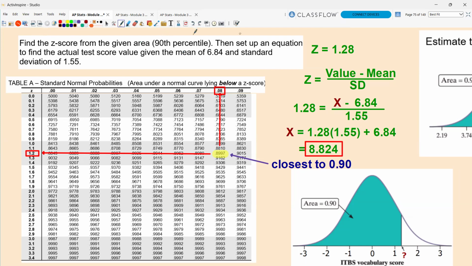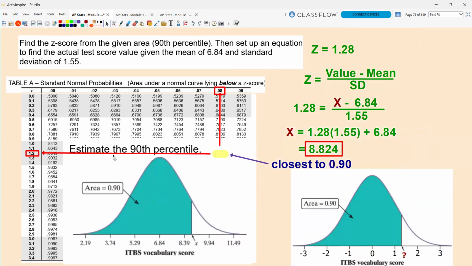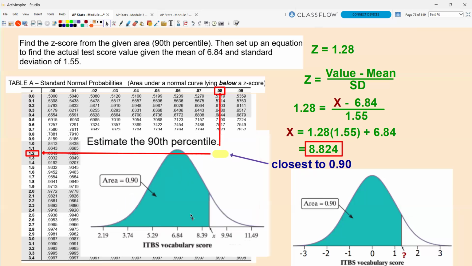So remember on the original graph here, 8.824 would be right here. Notice that it's over one standard deviation above the mean. And remember our z-score was 1.28, so that does track.